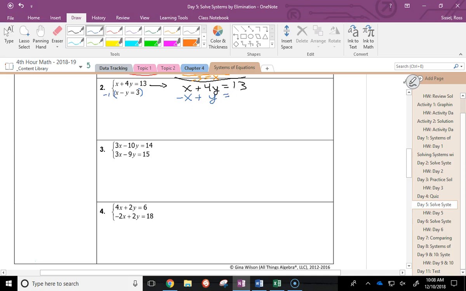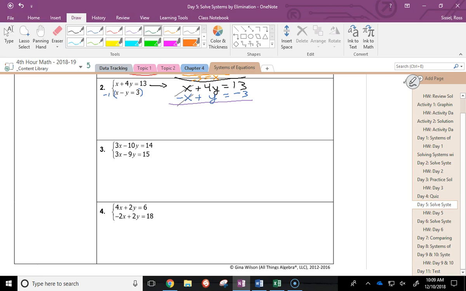Instead of +3, we have -3. When we times by the -1, we just change every single sign. We make it opposite. And now, we can go ahead and solve. X minus x cancels it out, right? We're done. Easy.